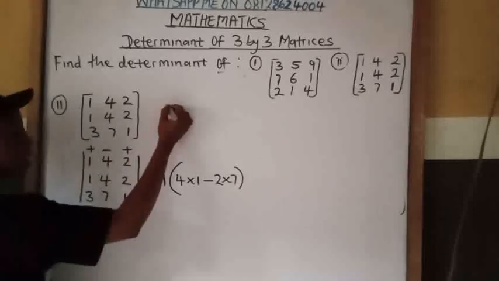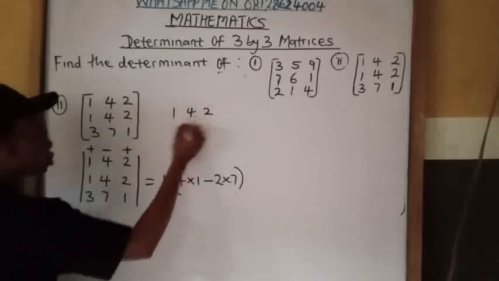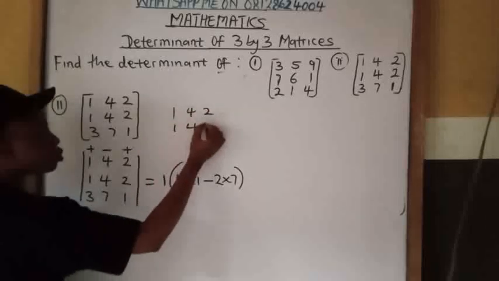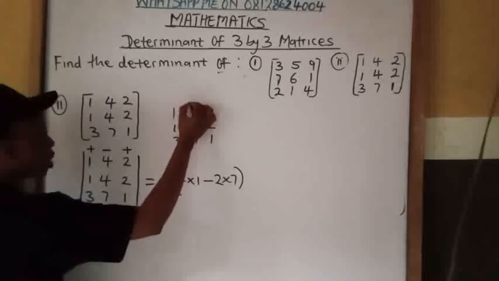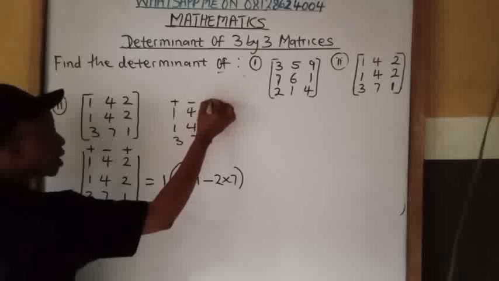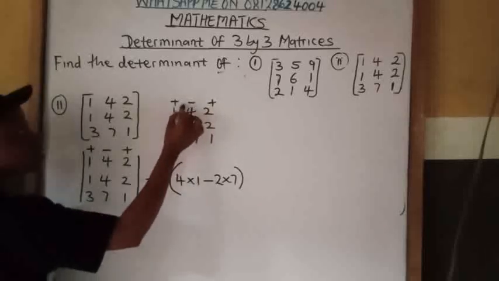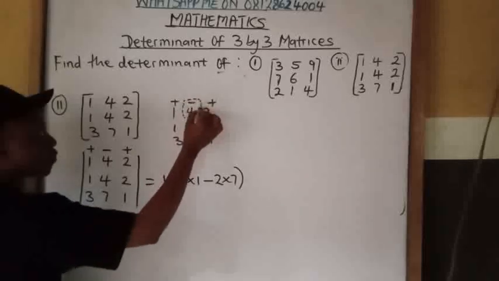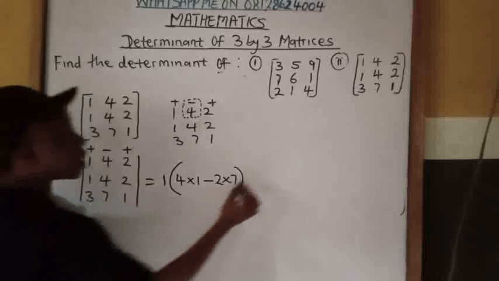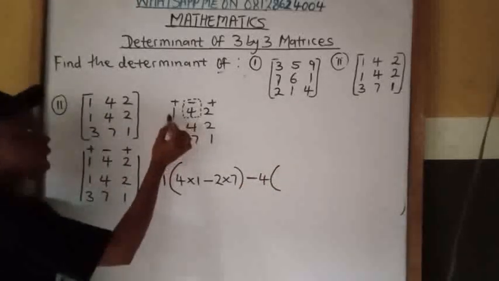So I will repeat my elements again in the box. We have 1, 4, 2, and 3, 7, 1. The signs are plus, minus, plus, minus, plus, minus. So I want to pick the second element, which is minus 4. You pick minus 4 now, minus 4 into bracket.